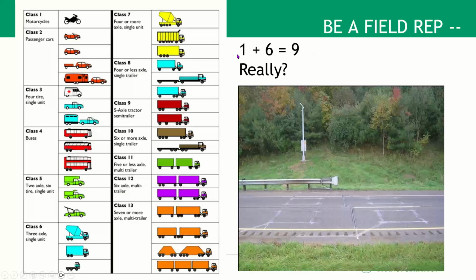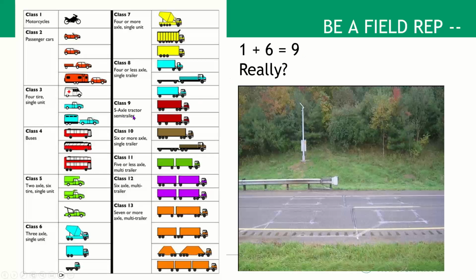Sometimes things get a little wonky. And remember, this loop says, I am the vehicle. And then when you leave this whole array, it says the vehicle is left. So in our world, 1 plus 6 equals 9. I'm like, I don't think so.